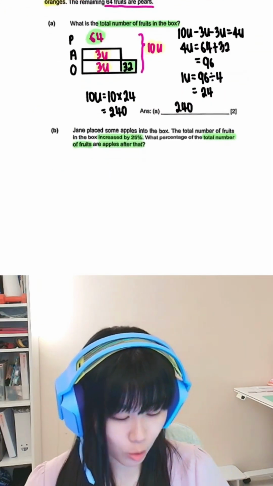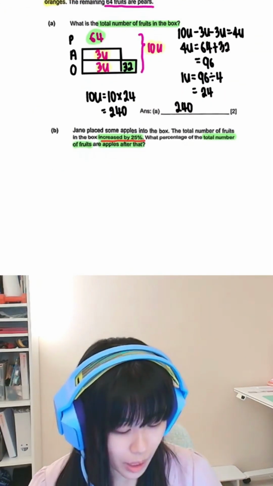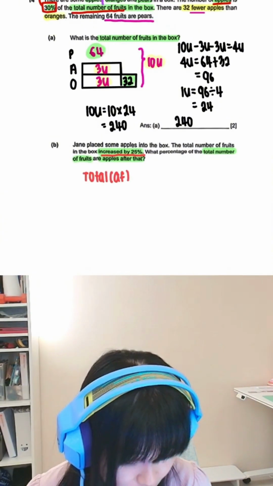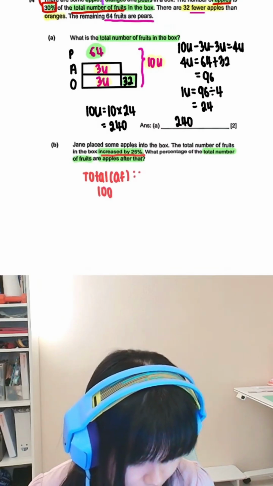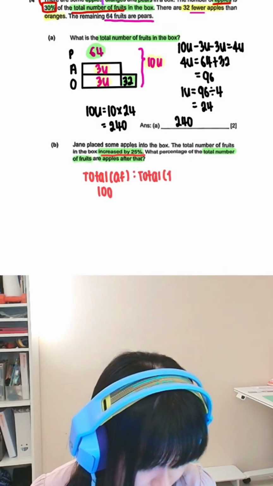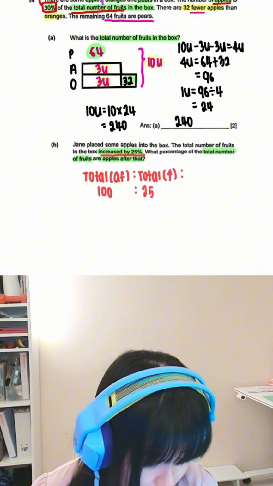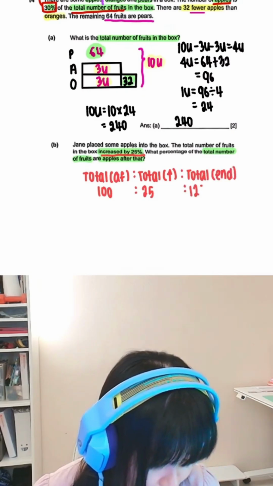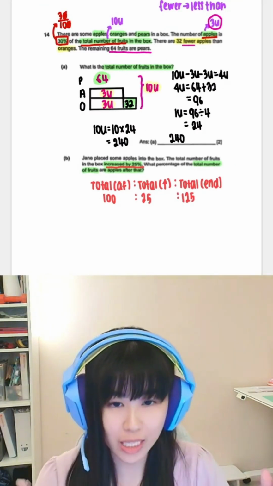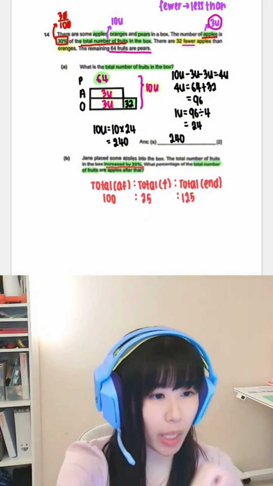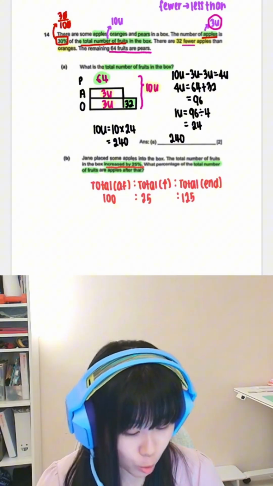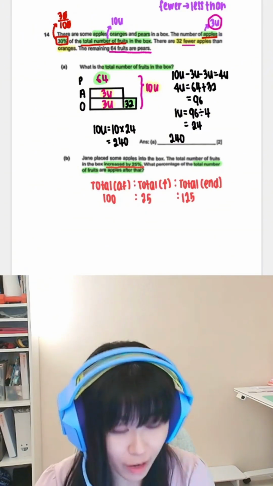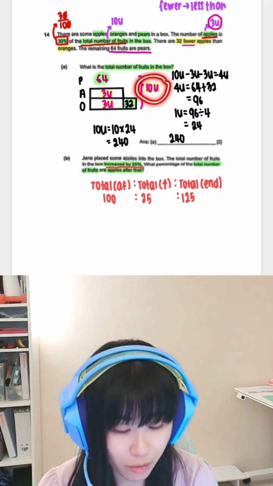When they say the total number of fruits increased by 25%, it means that your total at first must be 100%. Then your total increased by 25%. So your total in the end is 125%. If I express percentage in ratio, this is what it means: 100% add 25% becomes 125%. Usually what I tell my students to do is simplify the ratio, work with small numbers. In fact, if you all realize, total at first is 10 units from the previous part.